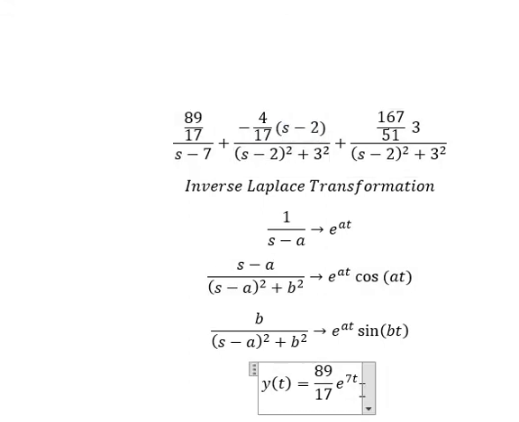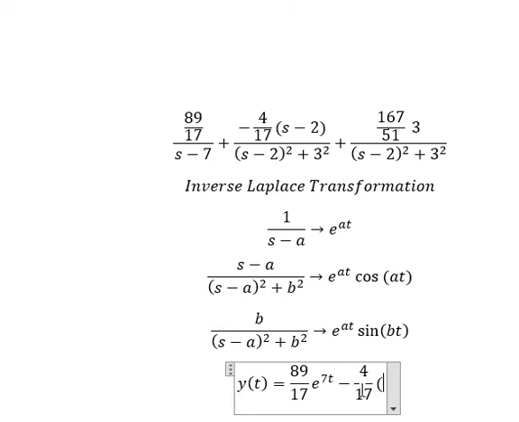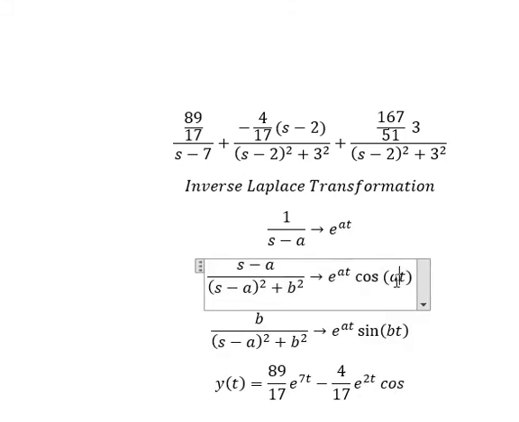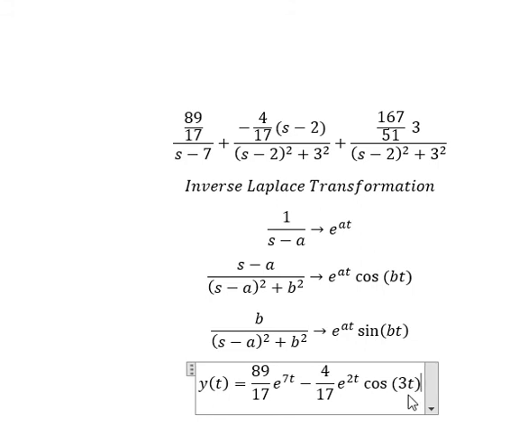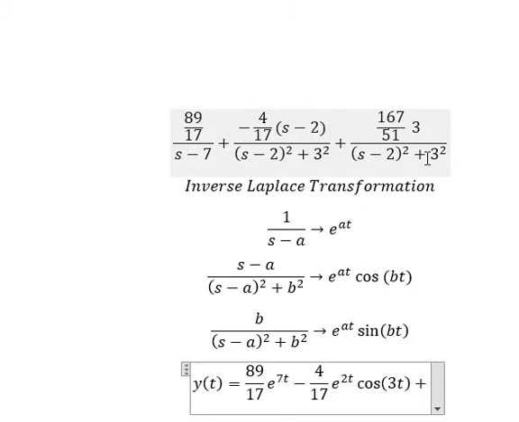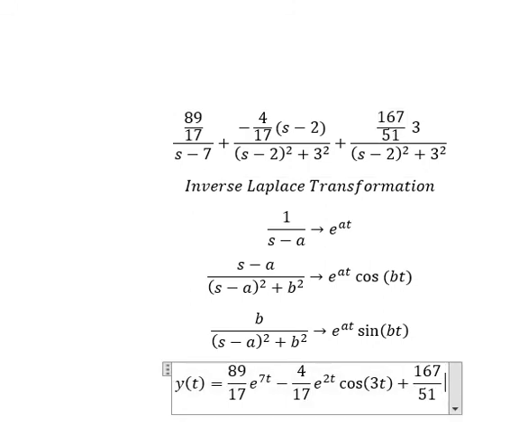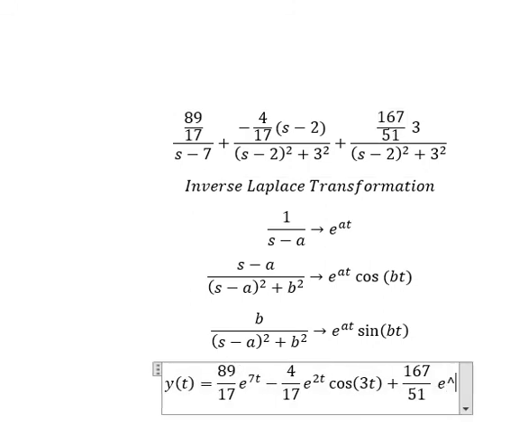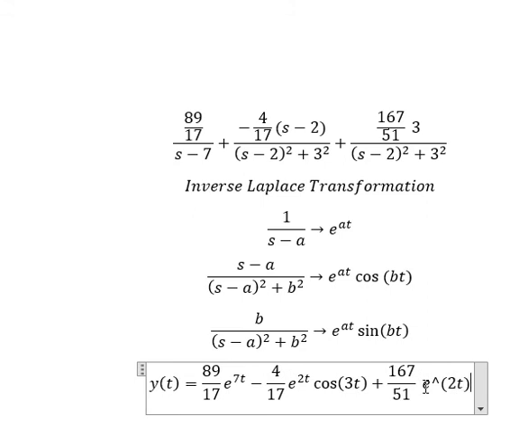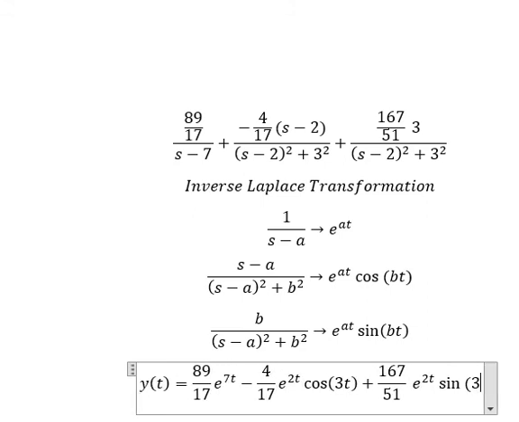So we have negative number 4/17, and we put e to the power of at. A is number 2, and we have cosine bt. So b is number 3 in here. The next one is e to the power of 2t, and we have sine 3t.